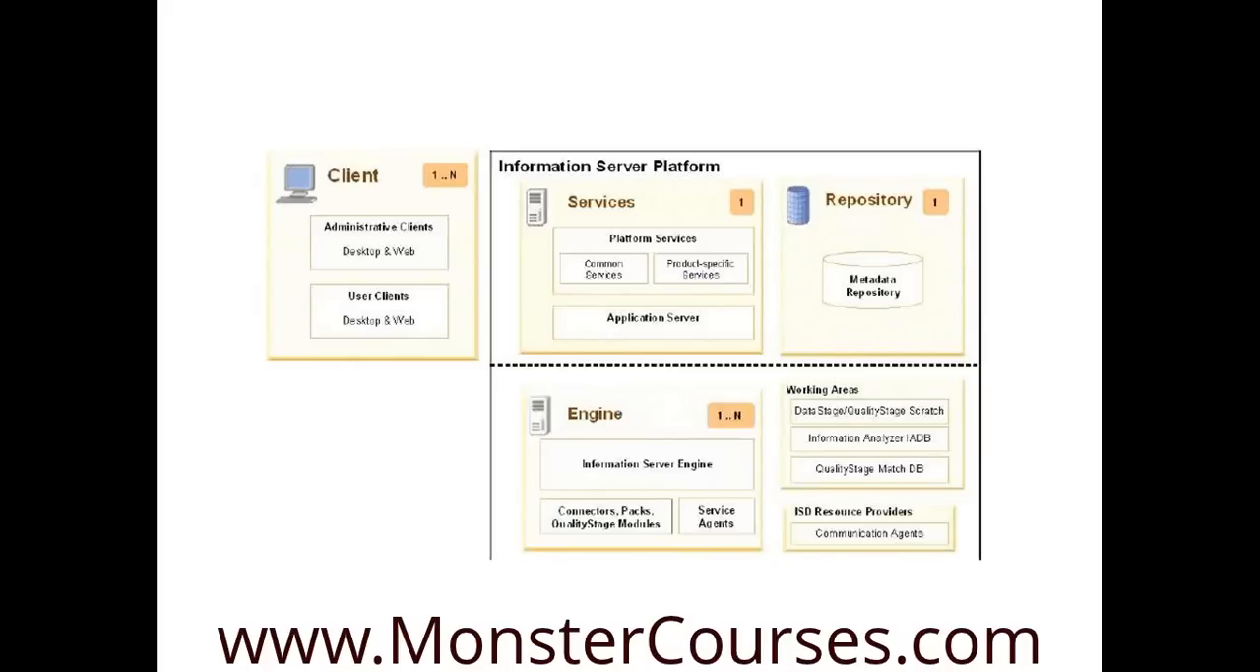And services and repository are separate things. The engine uses these services and repository for compiling. For example, the services support all the functions designed in DataStage. When we compile our code, the engine will contact the services for some functions, and it will contact the repository for the metadata. Metadata is something like table definitions and schemas, all stored in this repository.